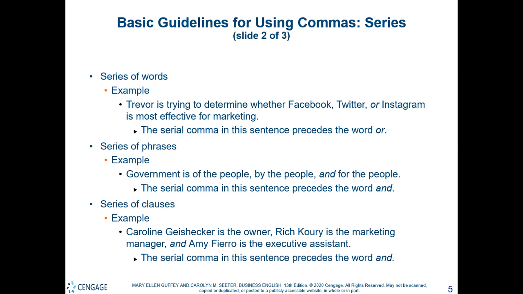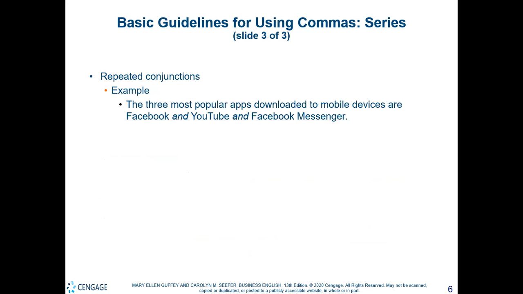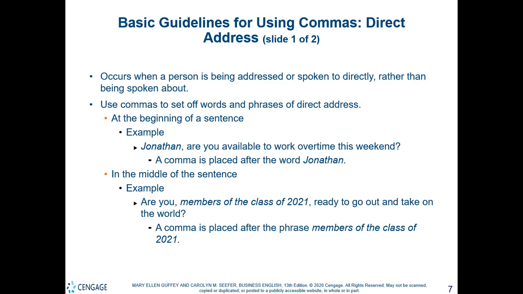Series of clauses. Example: Caroline Gezenchecker is the owner of Rich Quarry, Liz is marketing manager, and Amy Ferrero is an executive assistant. The serial comma in this sentence precedes the word and. Repeated conjunctions. Example: the three most popular apps downloaded to mobile devices are Facebook and YouTube and Facebook Messenger.